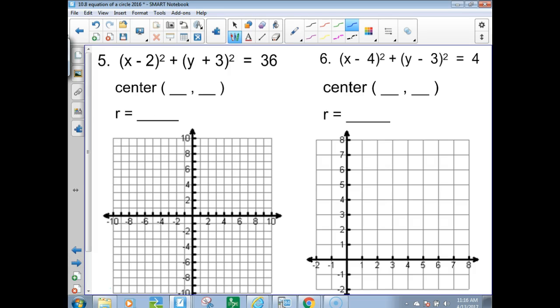Number 5, this would be your h, this would be your k. It says minus h in the formula, so h is 2. k would be the opposite of 3, -3. R squared is 36, so r is the square root of 36, which would be 6. Go to 2, -3. Go 6, right and left and up and down.